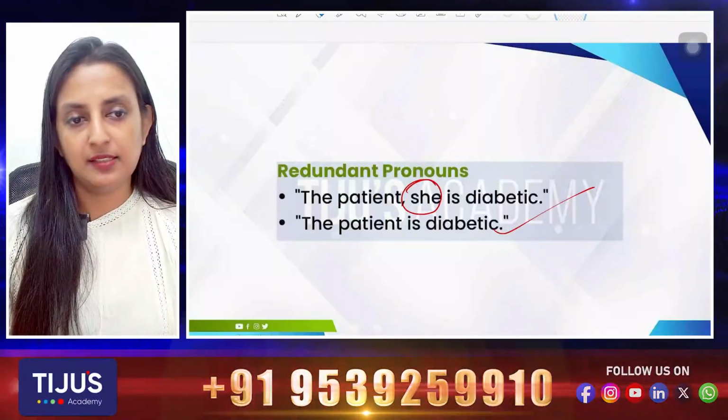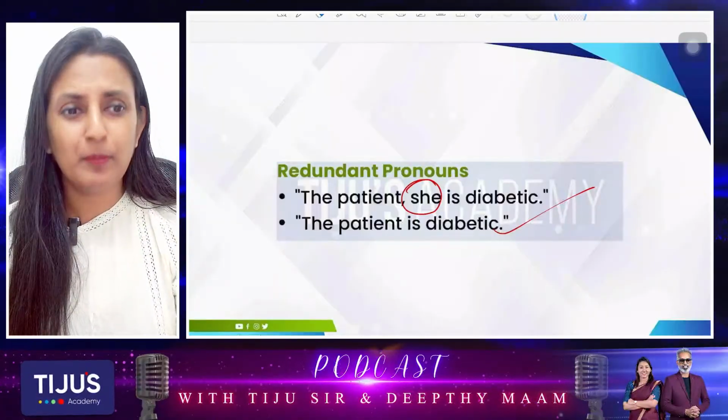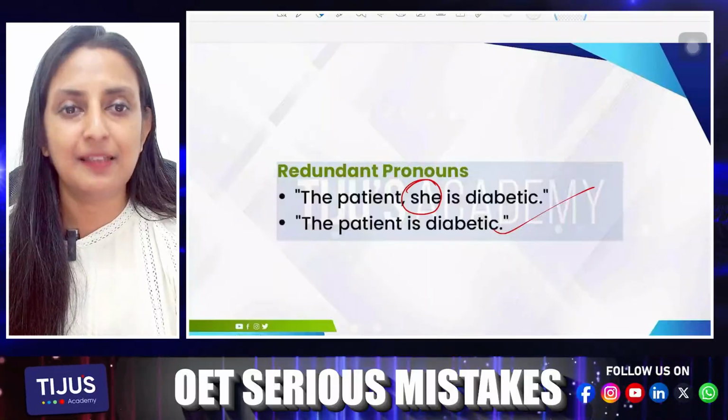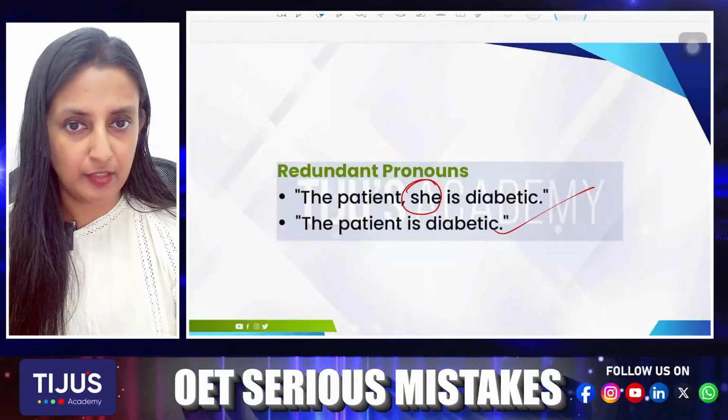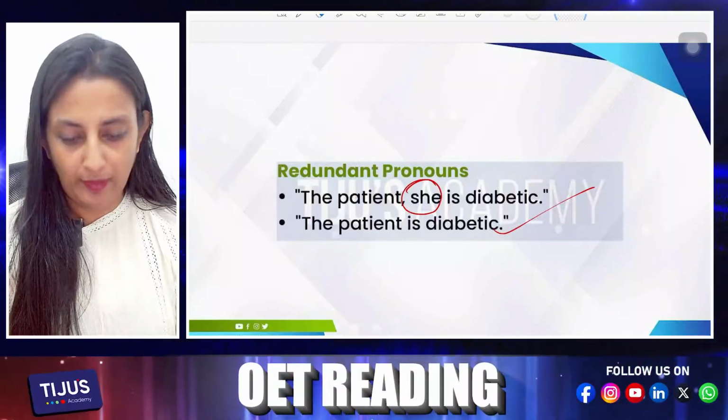So the correct sentence is the patient is diabetic. The patient, then put comma, then unnecessary a pronoun she is being used in the first statement, that is completely irrelevant. So the second option can be taken as the proper construction way.